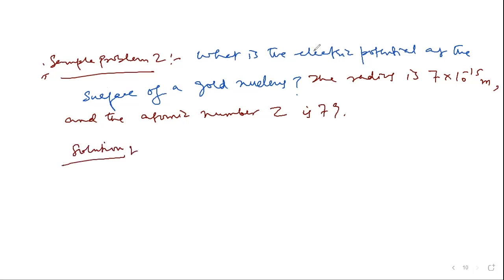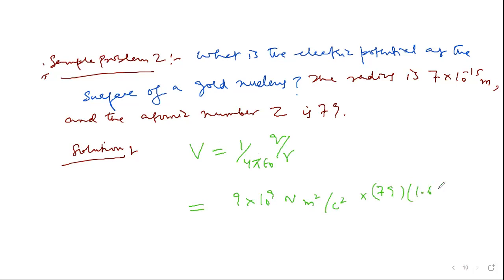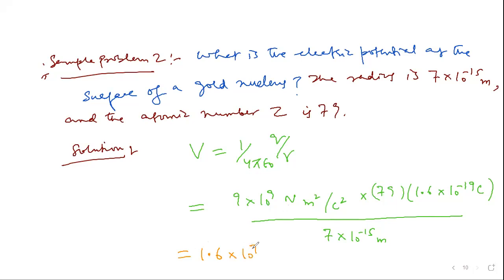Let me use another color. So V is 1 by 4 pi epsilon naught Q by R. 1 by 4 pi epsilon naught is 9 into 10 raised to 9 Newton meter square per coulomb square. Then I have Q, which is 79 times the charge on proton, which is 1.6 into 10 raised power minus 19 coulomb. Then we have distance from the surface of the gold nucleus to the center, which is 7 into 10 raised power minus 15 meter. So when you solve it, you will get 1.6 into 10 raised power 7 volt, right?